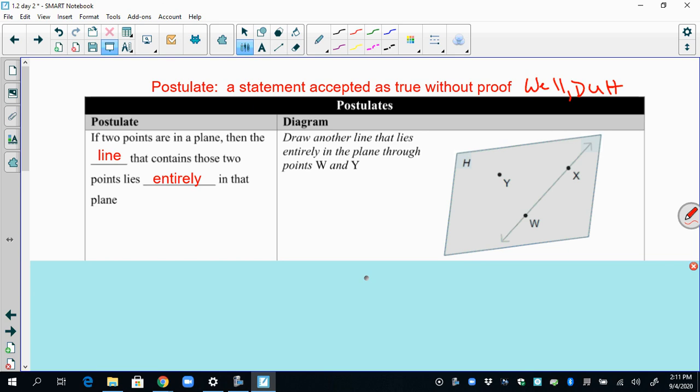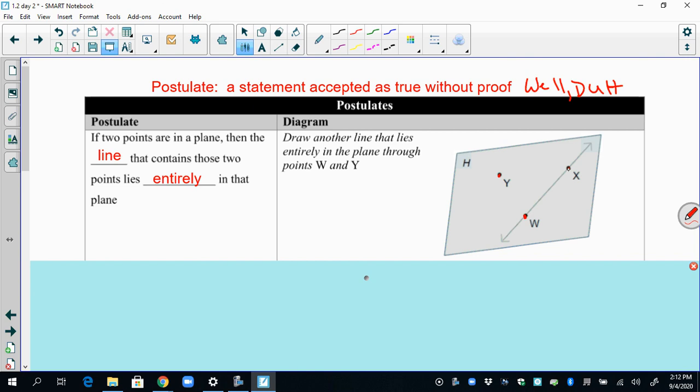entirely in that plane. So we have a picture of plane H over here, and in the plane, it's showing some points. I have 3 points shown in the plane, point Y, point X, and point W. So I like to think of a plane as a piece of paper with 3 dots drawn on it. Well, if all 3 of those dots represent the points, then any line that contains those points is also going to be on that piece of paper.